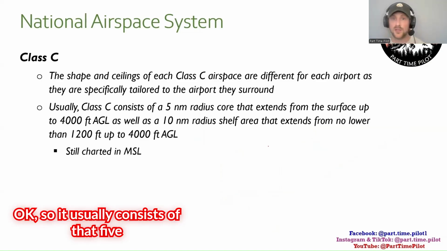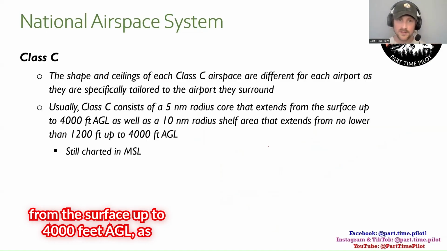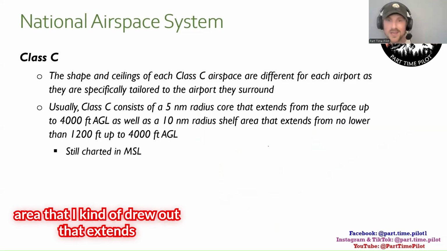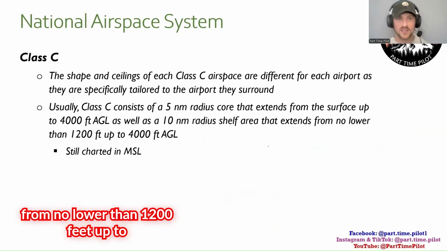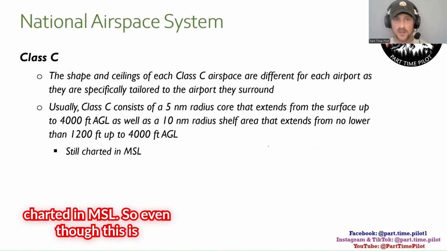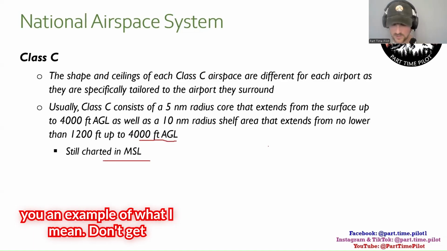Okay. So it usually consists of that 5 nautical mile radius core that extends from the surface up to 4,000 feet AGL, as well as a 10 nautical mile radius shelf area that I kind of drew out that extends from no lower than 1,200 feet up to 4,000 feet AGL. Again, this is still charted in MSL. So even though this is how they design it, it's still going to be charted in MSL. And I'll show you an example of what I mean.